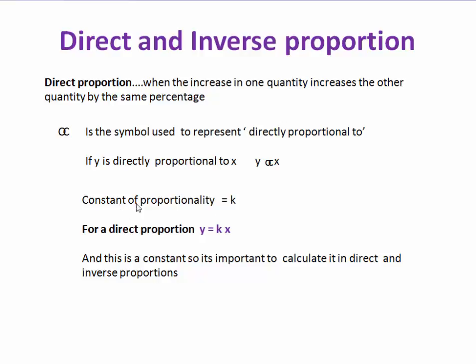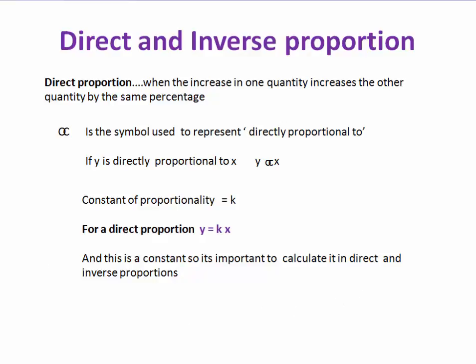We have a constant of proportionality, which we use by convention as little k, and this is the rule that you need to remember for a direct proportion. y equals k, that constant, multiplied by x. So this is the rule. And this constant is important because we usually need to calculate it and then do our calculations for direct and inverse proportions.